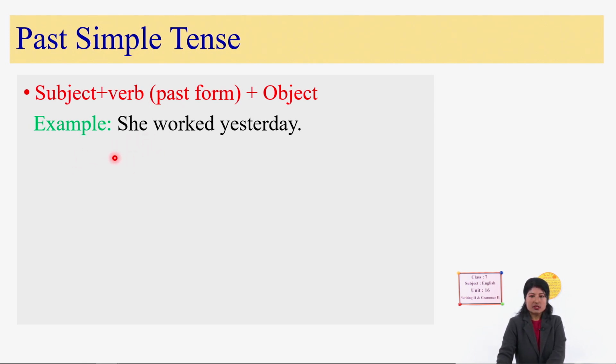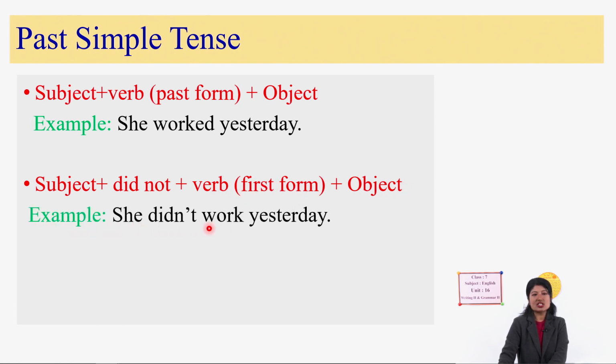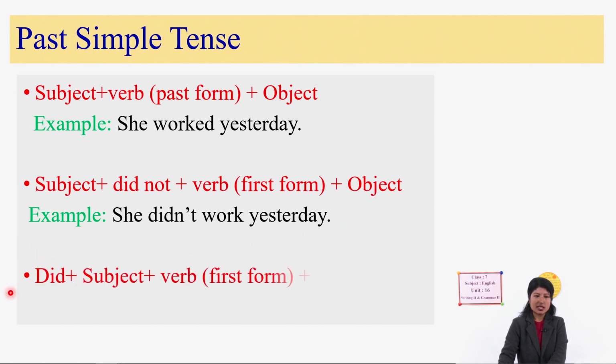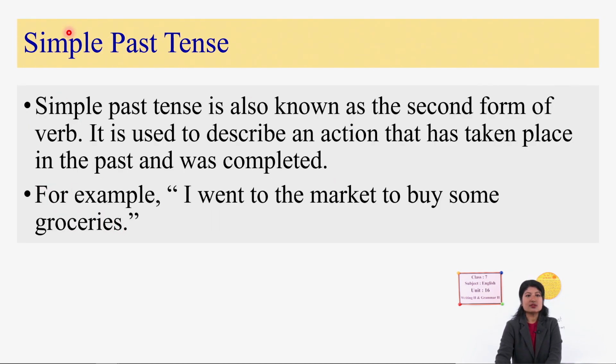In the negative form, the structure is subject did not, we insert not, did not, verb in the first form. When there is use of did, we use the first form of the verb and then object, like she didn't work yesterday. And then we can write it in the question form also, like did, subject, verb in the first form and then object. Example: did she work yesterday? That means, okay, simple past tense is also known as the second form of the verb.